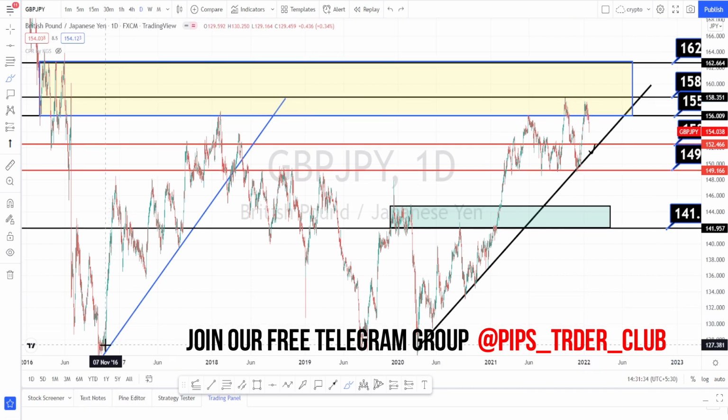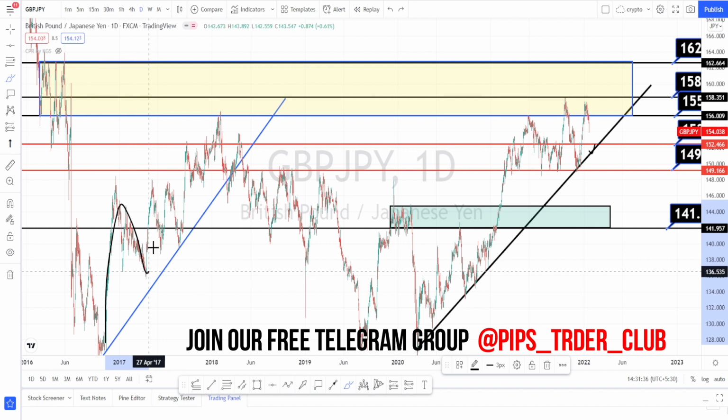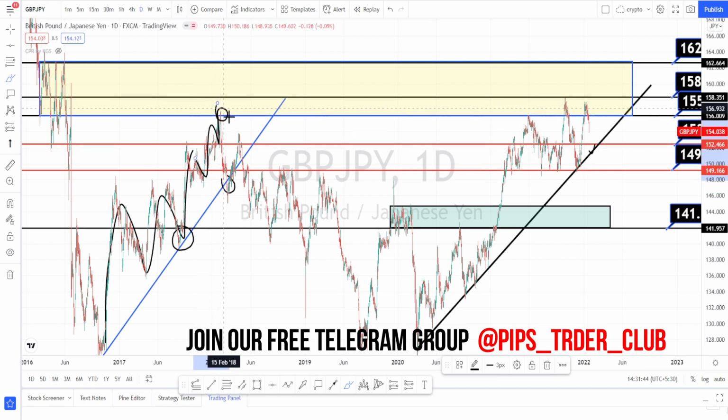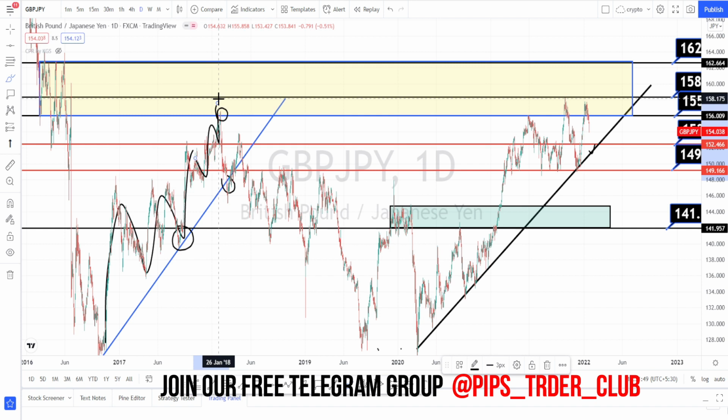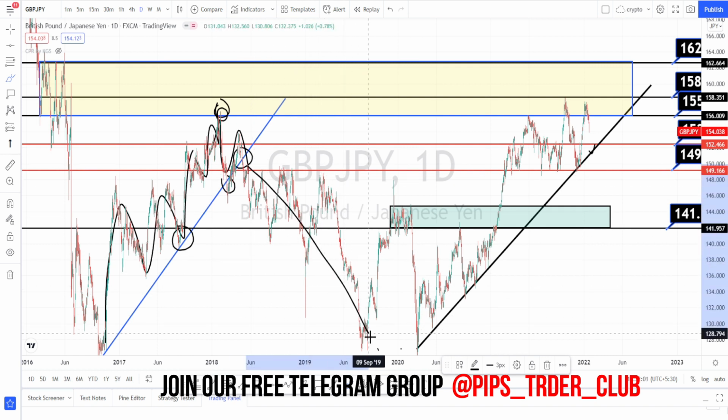And when we look at the past price action, it went on a very nice bullish trend, taking support on this trend line, and when it reached this resistance level between 155 and 158, it formed a very nice head and shoulder pattern or triple top pattern. Then a trend reversal happened. It broke this trend line and was on a very nice bearish trend.